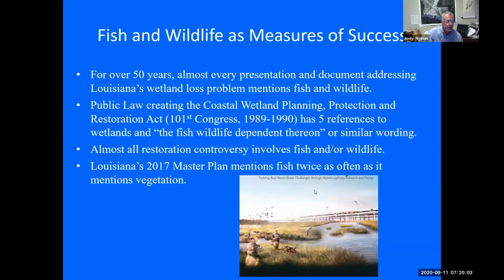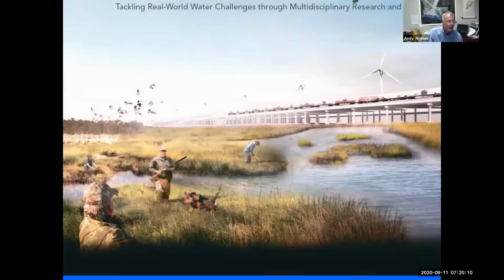And this is just, you see this picture down here. This is from the 2017 master plan. I just want to show you. It shows people out here using the marsh for the fish and wildlife. I think he's supposed to be fishing, this guy here, but it looks like he's playing golf. I'm not sure, but people are out here in the wetland, and it's about fish and wildlife for most of us, recreation.